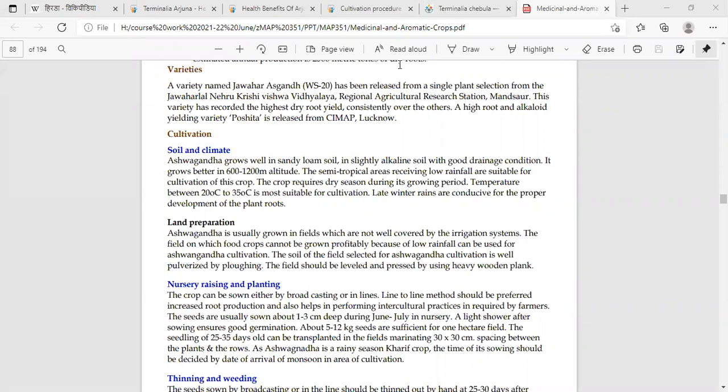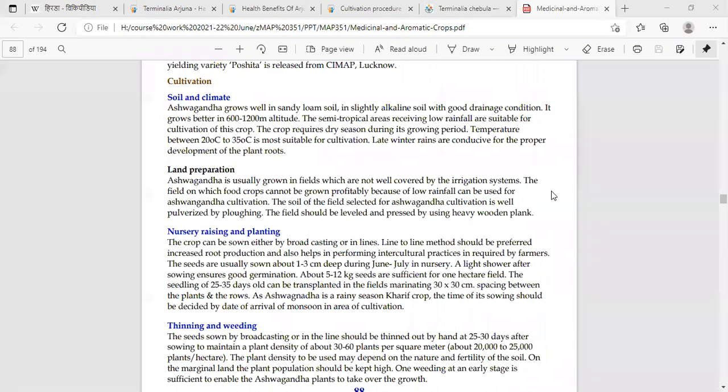So the soil of the field selected for the ashwagandha cultivation is well pulverized by plowing. The field should be leveled and pressed by using a heavy wooden plank. So the land can be suitably pulverized by plowing, or clod crushing, harrowing, these kinds of operations can be done. So the well leveled land can be prepared. Then afterwards the nursery raising and the planting.